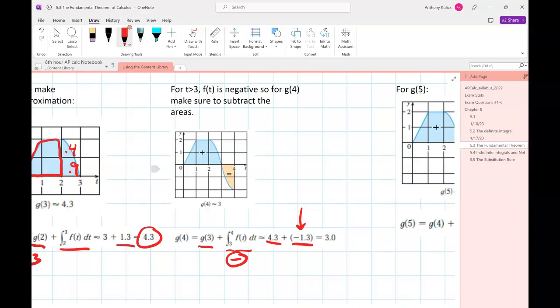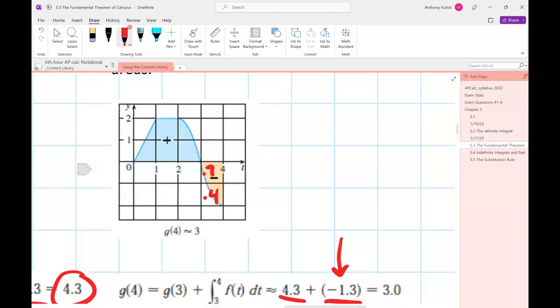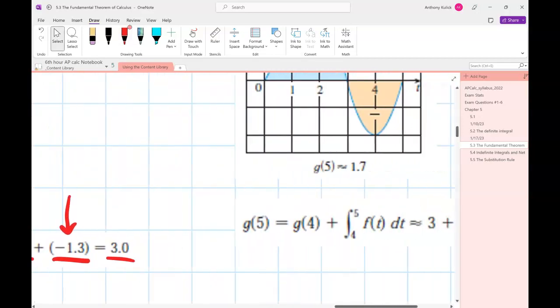And we're going to do the same thing. We're just going to make an approximation. So it looks like 0.9 and 0.4 again to me. So call that negative 1.3. So G of 4 is 3. We'll call it 3.0 because we did some approximating to one decimal place now instead of just 3 exactly. But whatever. Does that still feel okay?